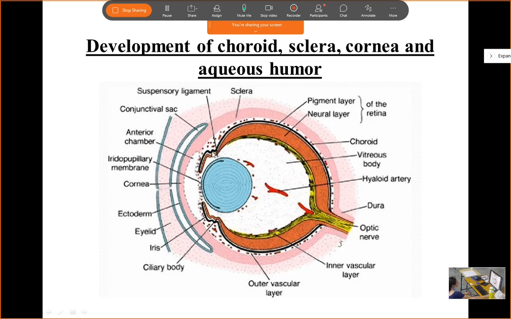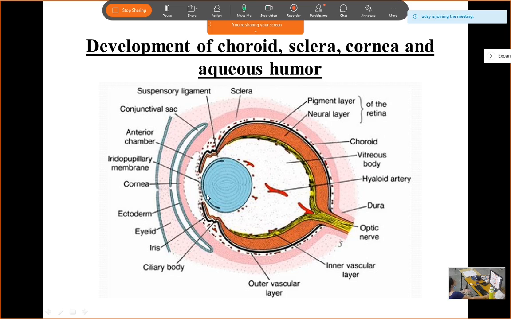Now from this ciliary body the aqueous humor is secreted, and that aqueous humor is present between the cornea and the lens. When the cavity is formed in this region, it divides the mesoderm into two parts, the anterior part and the posterior part. The anterior part will form the stroma of the cornea, and the posterior part will form the iridopupillary membrane, which is present in front of the lens.